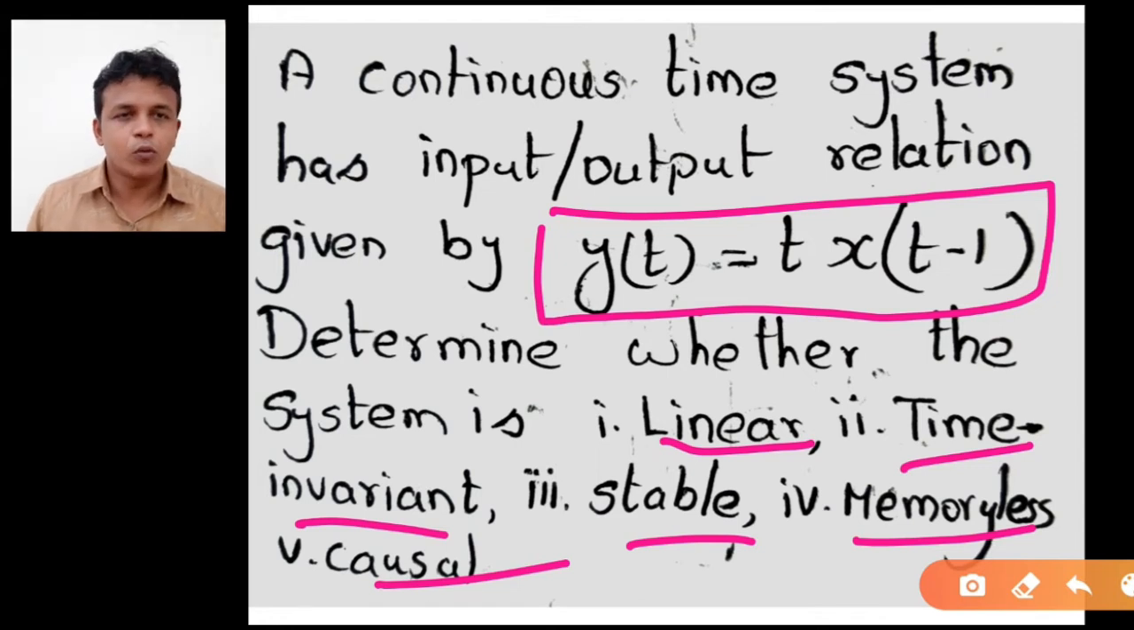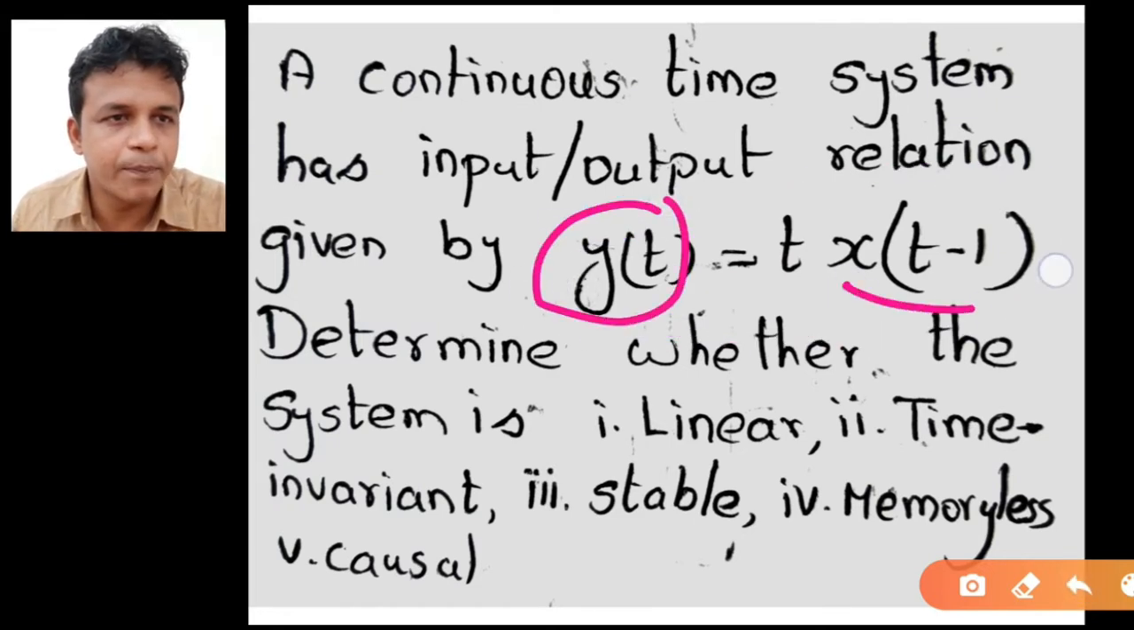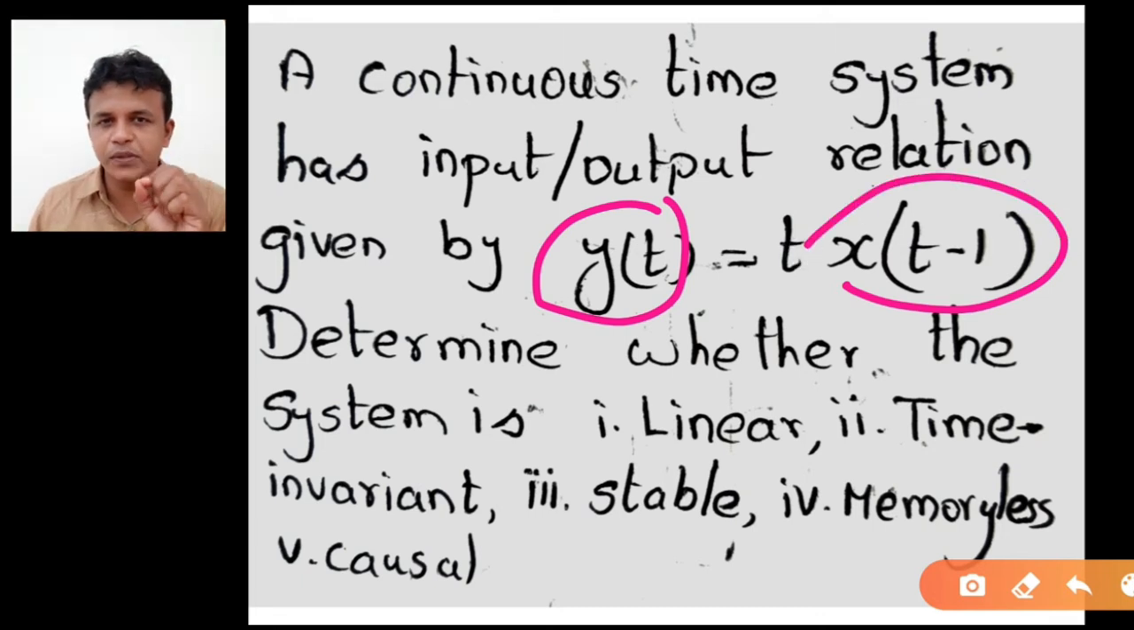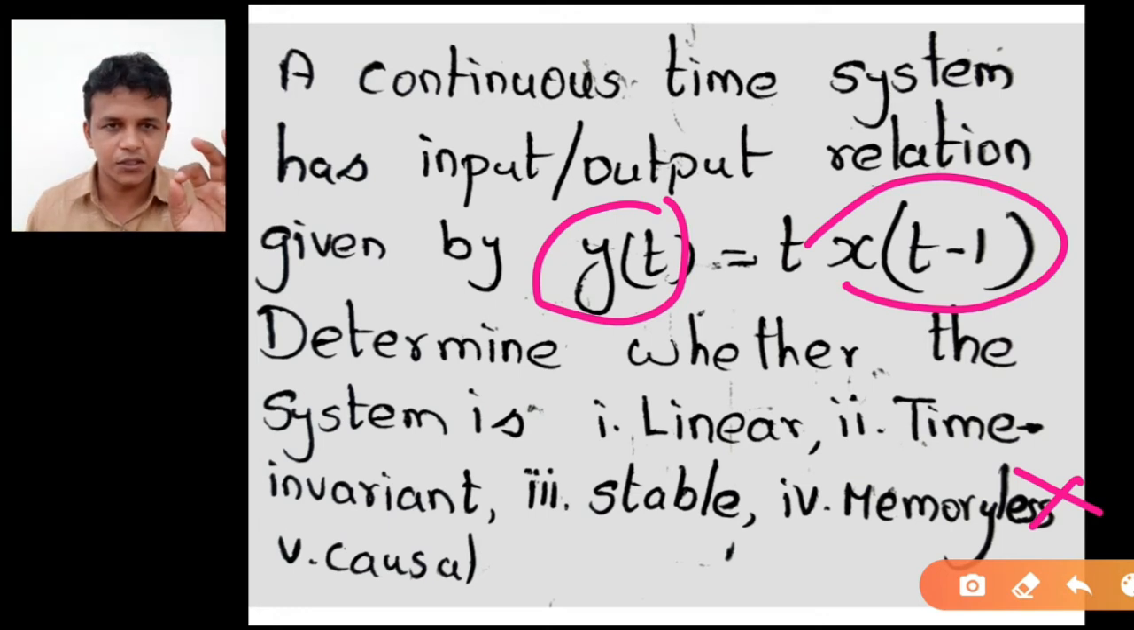So what are the things that we can find on seeing this equation of the system? Here the current output depends on the past input. So there should be some memory to save and hold the past values. So memory is required. Definitely this is not a memoryless system, but a system with memory. This condition we can find instantaneously on looking at the system equation.